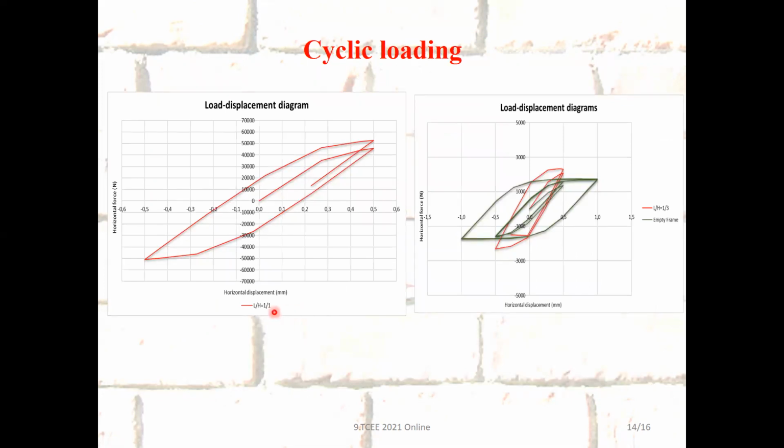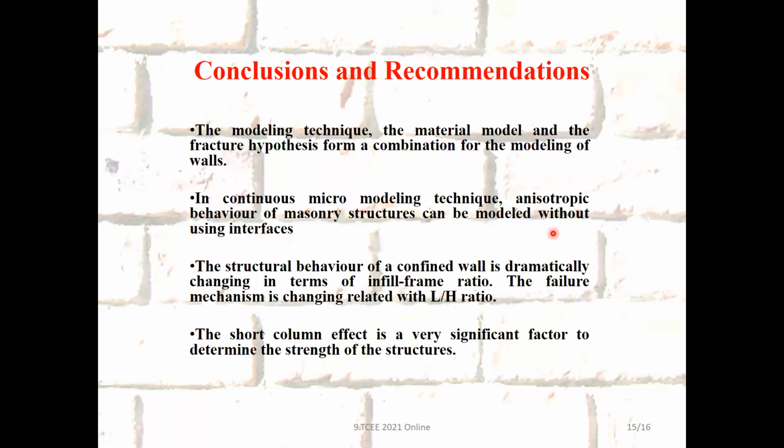It is clearly understood from the figure that the confined frame has much more strength when it is full of infill material. And here, the 1/3 masonry infill wall and the empty frame are shown in the figure. The empty frame is more ductile than the masonry wall with 1/3 infill, but the 1/3 infill wall has much more strength than the empty frame.